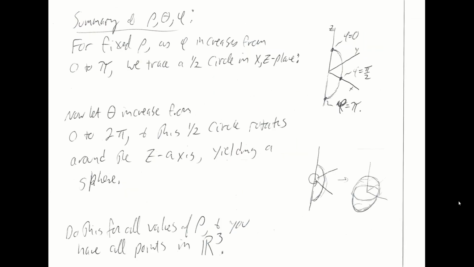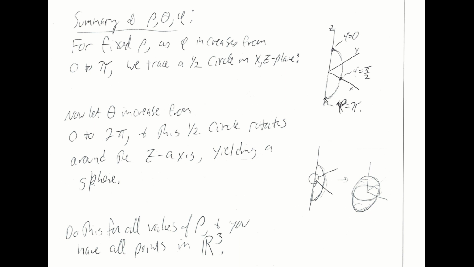So to summarize the way that these different values of rho, theta, and phi can give us all the points in 3 space, if we fix rho to begin with, and we let phi rotate from 0 to pi, that's going to trace out this half circle here with theta equal to 0. It'll be a half circle in the xz plane that intersects the x-axis here when phi is pi over 2, and then hits the negative z-axis when phi is pi.